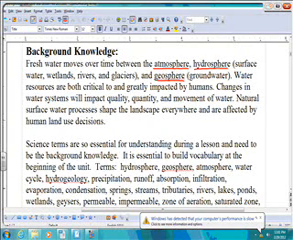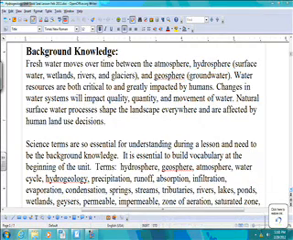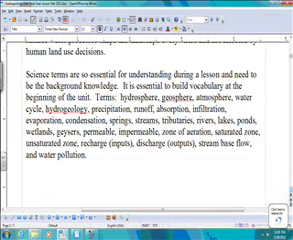All right, so the second paragraph. Science terms are so essential for understanding during a lesson and need to be the background knowledge. Would you not agree with that? If you don't understand the terms that you're going to be reading, you're not going to learn what you need to learn. So that's why it's so important that we have a unit word wall every unit.